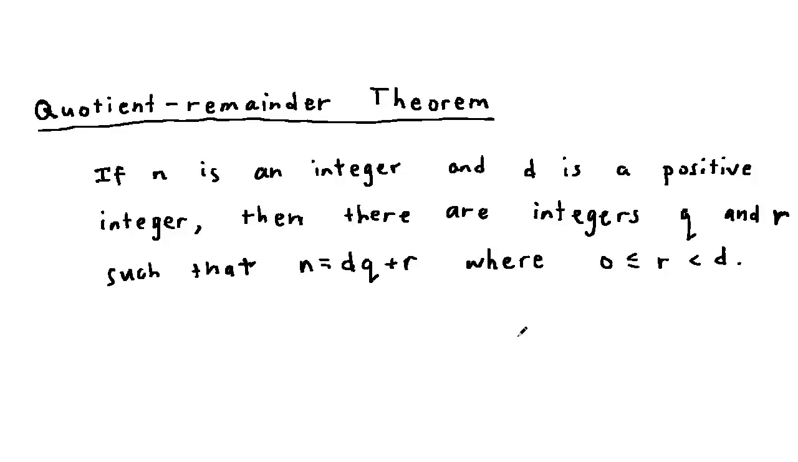What this theorem says is that we can divide n by d, and n can be written as a multiple of d plus some remainder. q is the number of times that d goes into n, and r is the remaining number after d has gone into n as many times as possible.